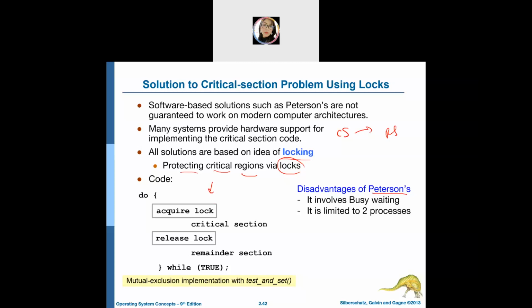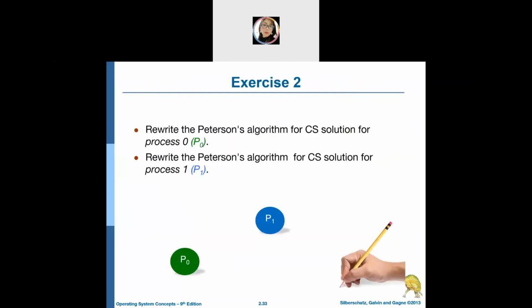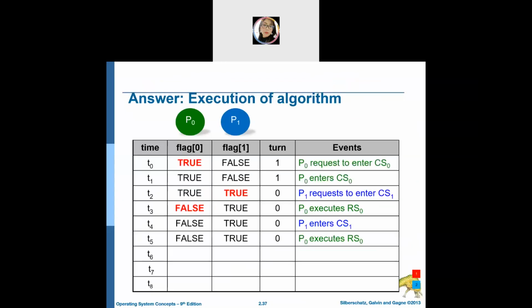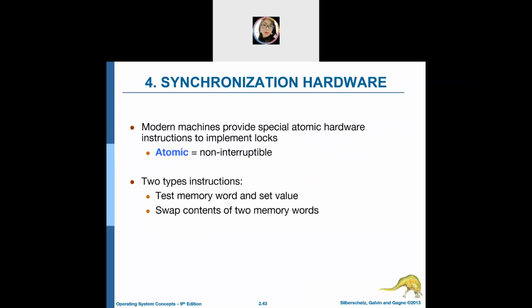Just now you already learned the Peterson algorithm, but there is still a problem. The disadvantage or problem that might occur in Peterson is that it involves busy waiting and it is limited to 2 processes only. Just now in your example 3, you saw only 2 processes, right? So you cannot apply it to more processes. It is only limited to two processes. So this is the solution using locks, to inform you how to solve the problem.